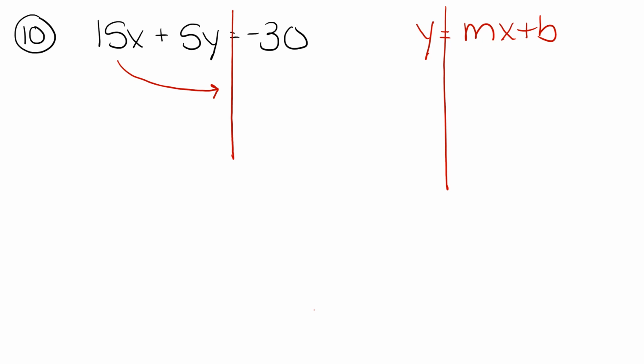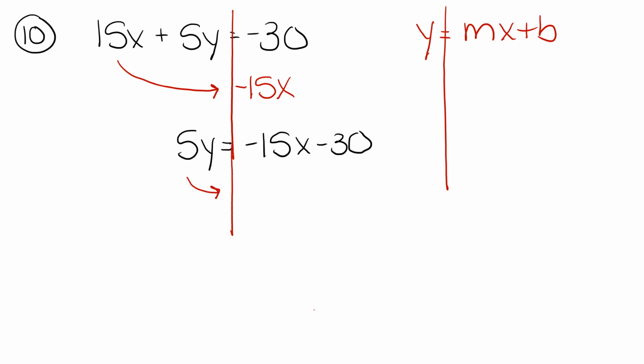Instead of 15, we do the opposite. We do a negative 15. We can rewrite our equation so far as 5y equals negative 15x minus 30. Our last step is to get rid of the 5 because in slope-intercept form, y is completely by itself.